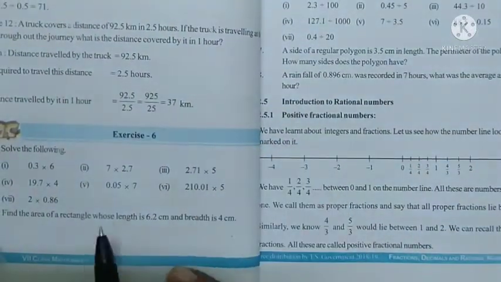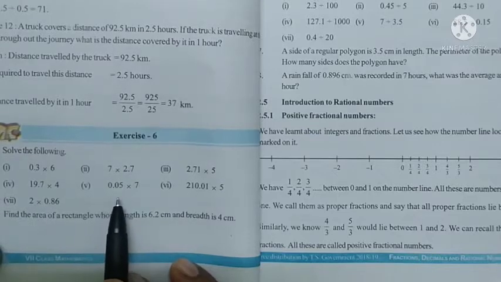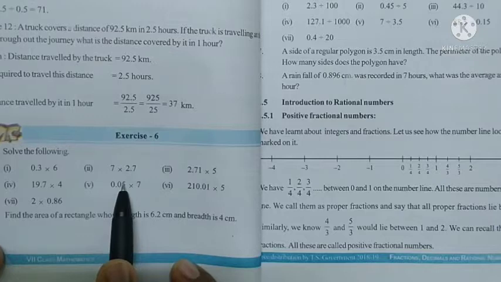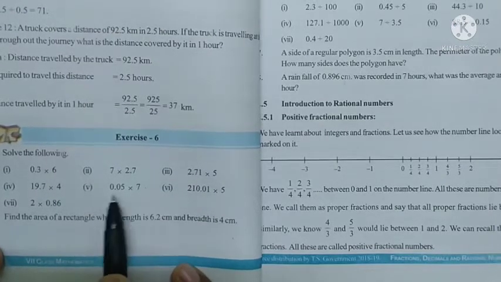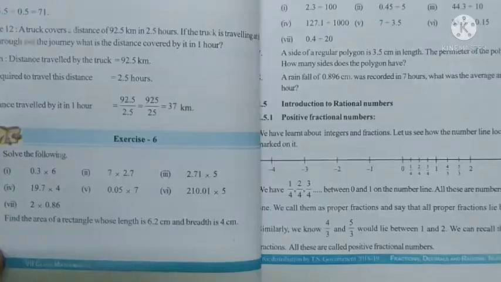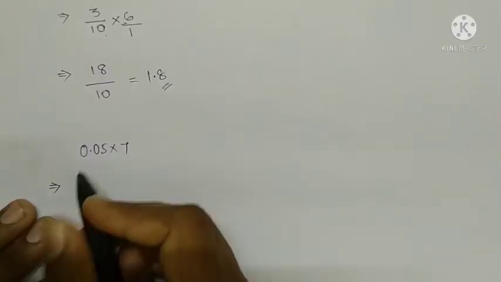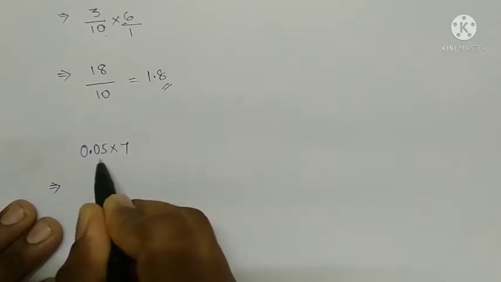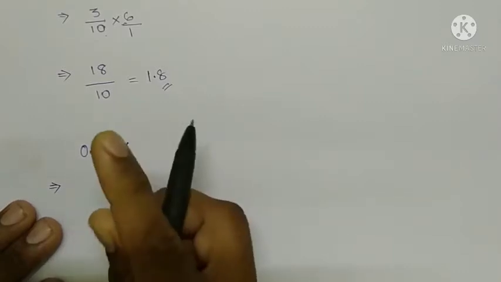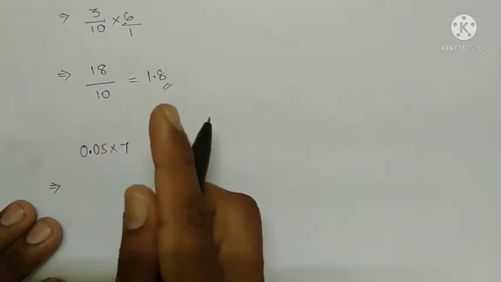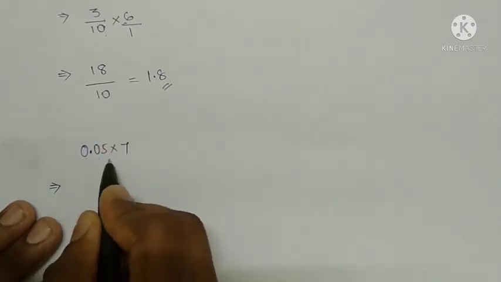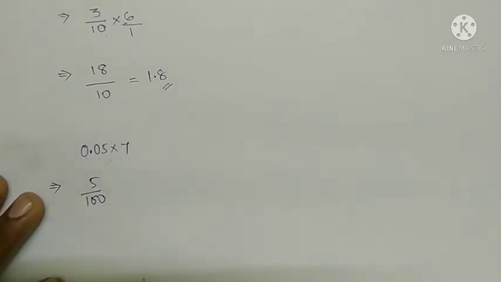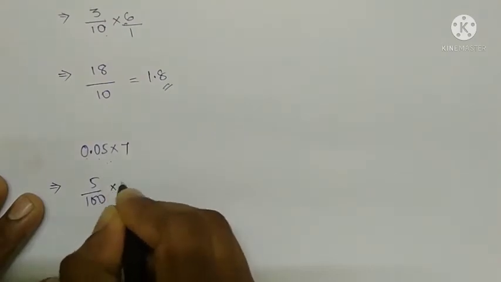So this is your fifth question. 0.05 into 7. Decimal number multiplied with a whole number, right? 0.05 into 7. So here, after the decimal point, how many decimals are here? 2 decimals. 1, 2. We can multiply numerator and denominator with 100. So 0.05 means 5 by 100, right? Into 7.